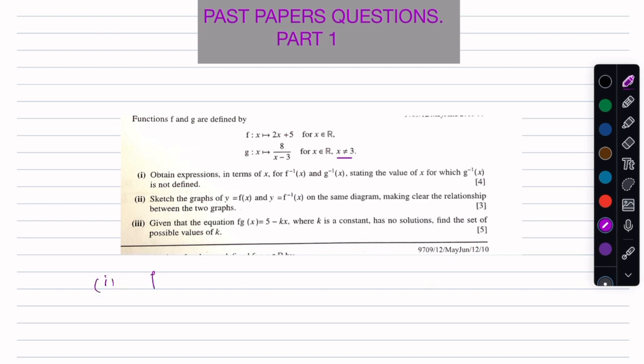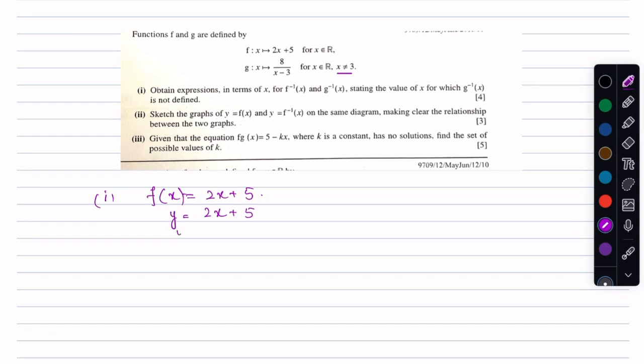Part 1 of this question says obtain expressions in terms of x for f inverse and g inverse. To get f inverse, we know that if our f of x equals 2x plus 5, then to get the inverse, I have to make x the subject. Let's say y equals 2x plus 5. Making x the subject, y minus 5 equals 2x, or in other words x equals y minus 5 divided by 2. I have made x the subject.